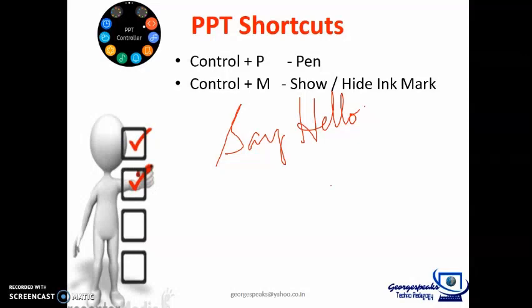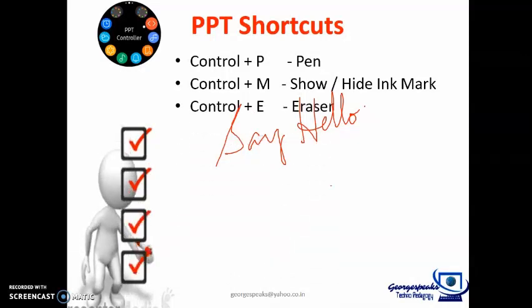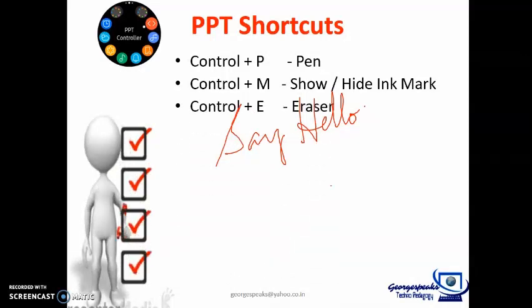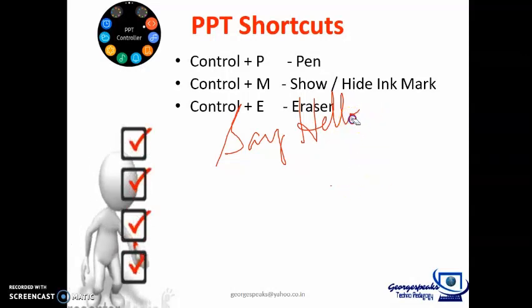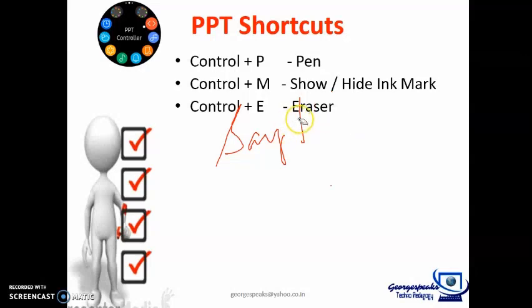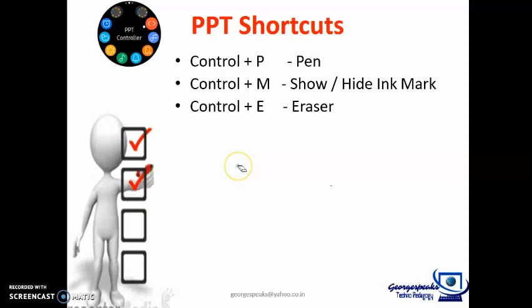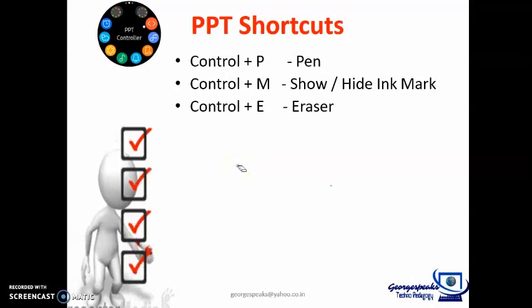But you have a shortcut to erase it permanently, that is Ctrl plus E. When you press Ctrl plus E, you can see you get an image of an eraser, and all you have to do is just click on the ink marks that you have made on the screen, and automatically you can see all the ink marks would be deleted permanently.